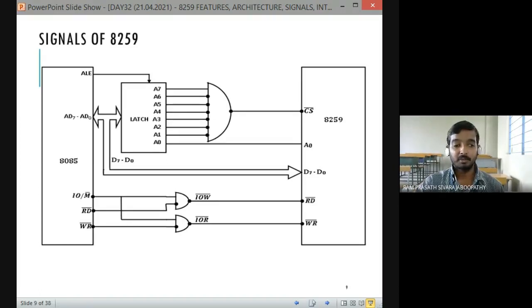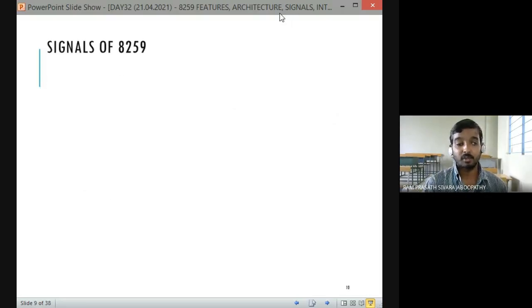Then coming to RD bar and WR bar, as we are using an 8-bit address, IO mapped IO scheme, IO/M bar along with RD bar and WR bar generate the IO write and IO read signals, which are connected to read bar and write bar. Fine. Is it clear up to this? The purpose of the signals aside, here we have shown how to connect them. So this portion we call interfacing of the IO device with 8259. Okay, fine. Next slide. So read write control logic is done.